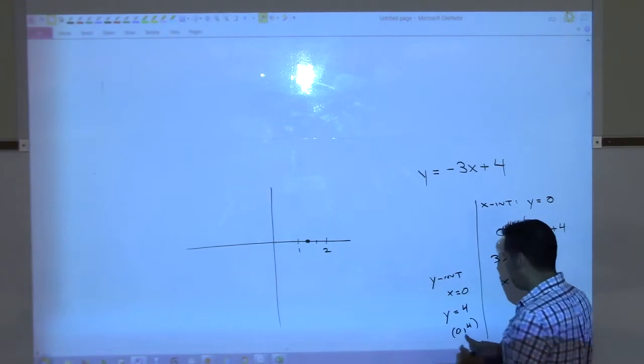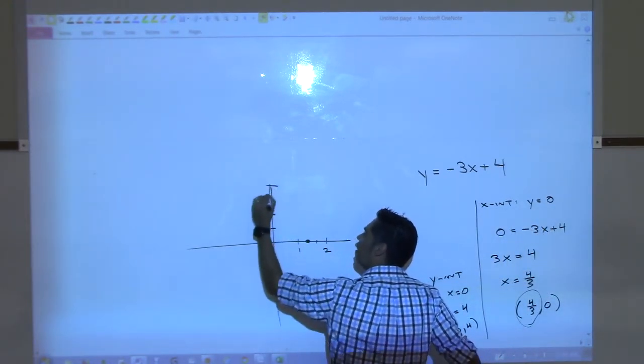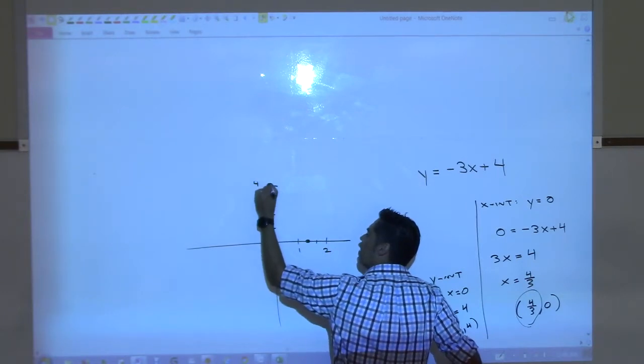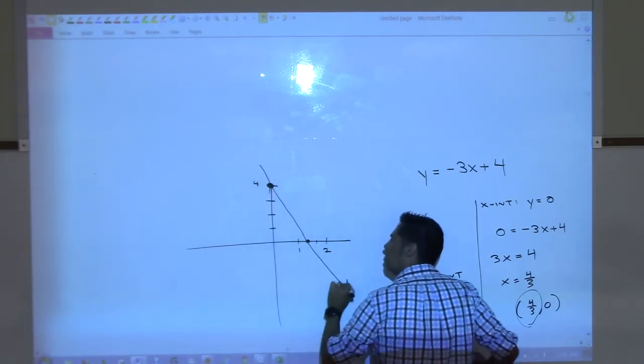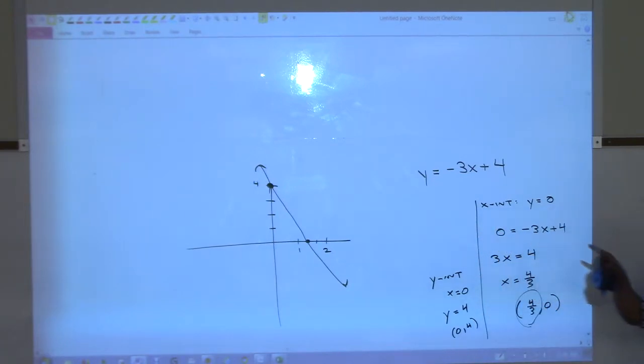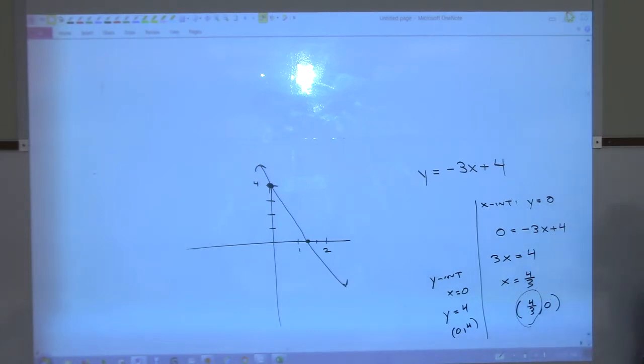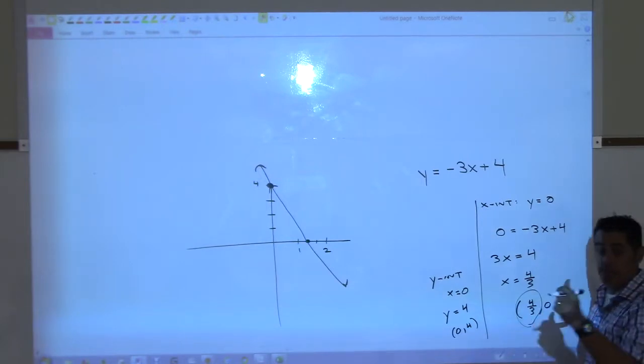And then the other one, the y-intercept isn't so bad. That's 1, 2, 3, 4, 1, 2, 3, 4. That's there. And then we could draw our straight line through there. Like that. And that is the same line that we had from before. Okay, any questions on that? So if I give you an equation of a line, yes?